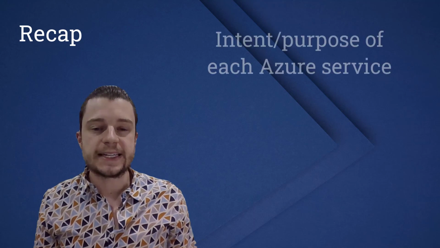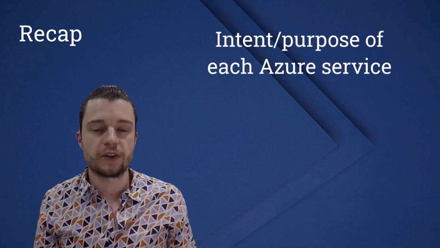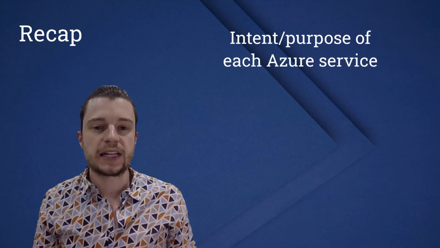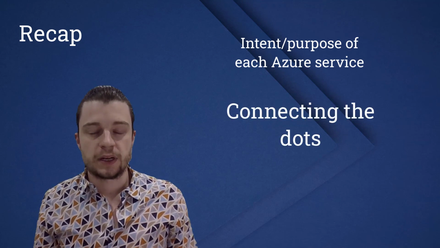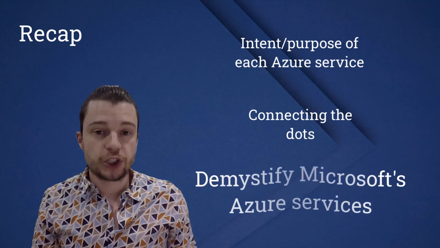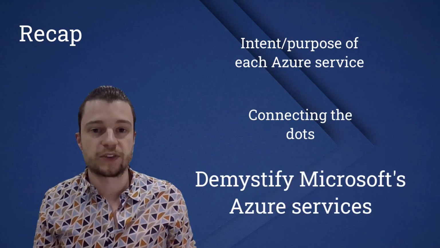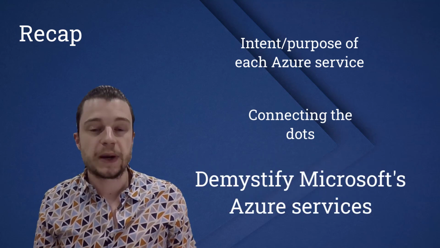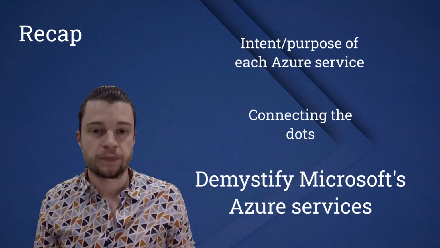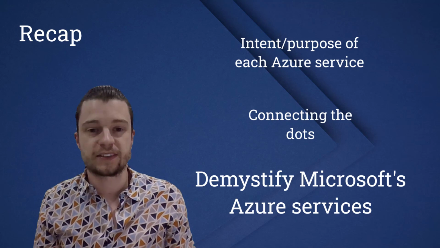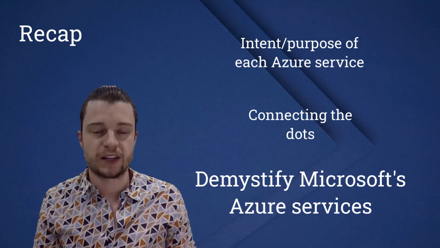Alright, so recap time. That's big picture architecting. We looked at the intent or the purpose of each of the services, and that allowed us to put in where they should be appropriate. Now, that's what I challenge you to do. Your job is to demystify Microsoft's Azure offering. It's basically learning what each service is intended to be used for. And then on top of that, you need to know how to customize it, but that's basically for another video.